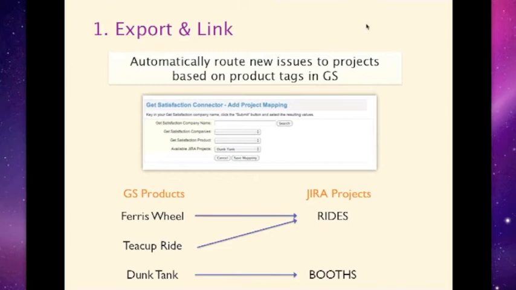You might want to route all the topics that are tagged with Ferris wheel and teacup ride to the rides project in Jira. So what you can do is, in Jira, you can set up this mapping, and any content, when you click on that Export to Jira button, will automatically route the topics to the right place. So again, it just is removing a manual step for you and making sure that content is getting to the right people that can actually take action on it.